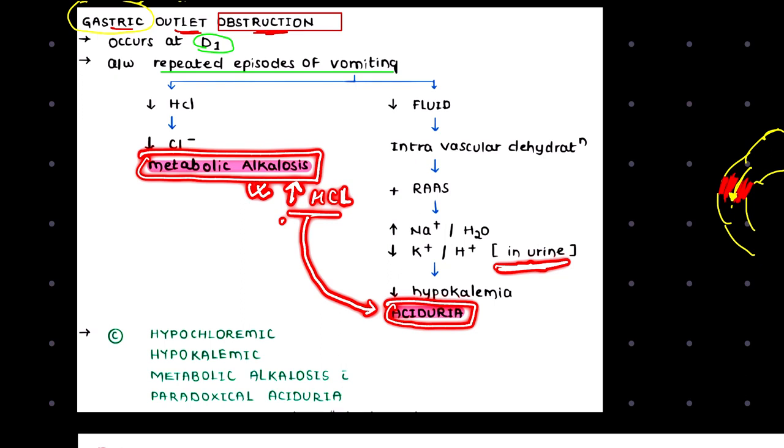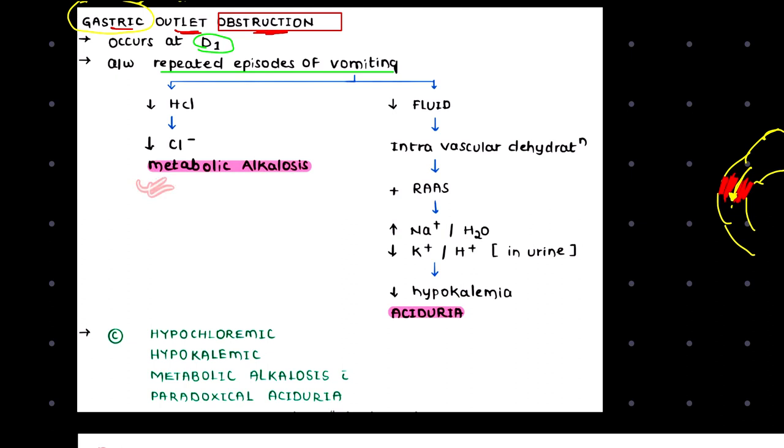This ironical finding is called a paradoxical finding. Why is it called a paradoxical or ironical finding? Because metabolic alkalosis is going on, and in this alkalosis condition we should normally increase HCl, we try to store HCl, but what is going on is we are excreting HCl.